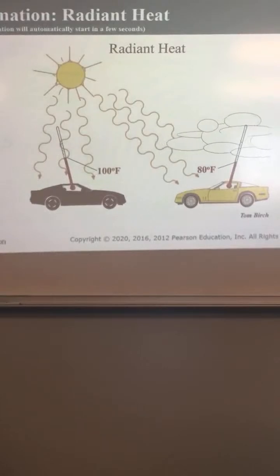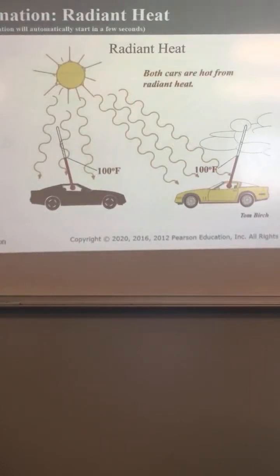Ever notice a black car is hotter than a white car, or a yellow car, or a blue car? Black absorbs heat. Yeah. It's my car.